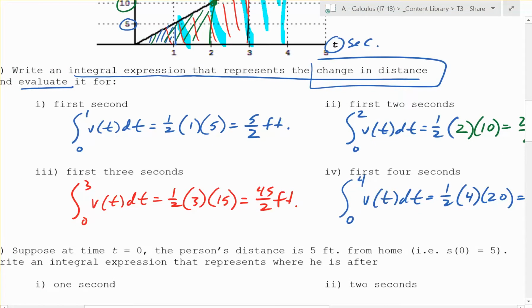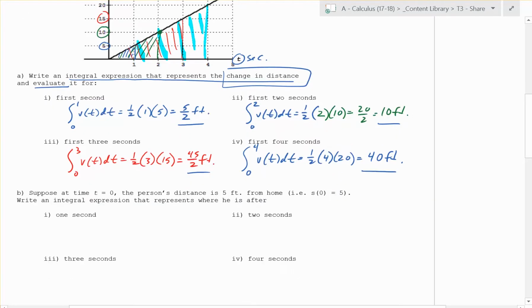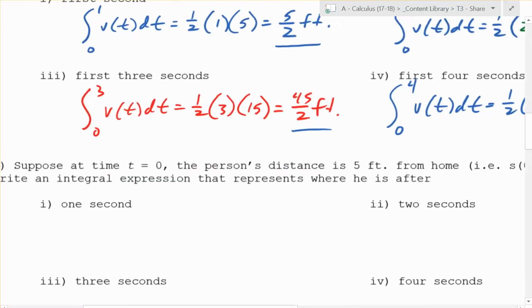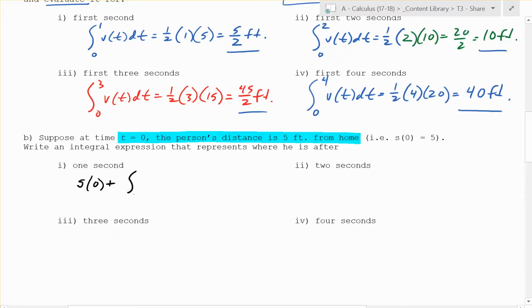So we don't actually know where the particle is. We just know that wherever it started at time equals 0, the net change in these instances will be like these numbers. So suppose at time equals 0, the person's distance is 5 feet from home. So the person is starting 5 feet from home. Write an integral expression that represents where she is after 1 second. So what that means is the initial position, remember it's s of 0 plus the net change. So it's the starting position plus the net change from 0 to 1.